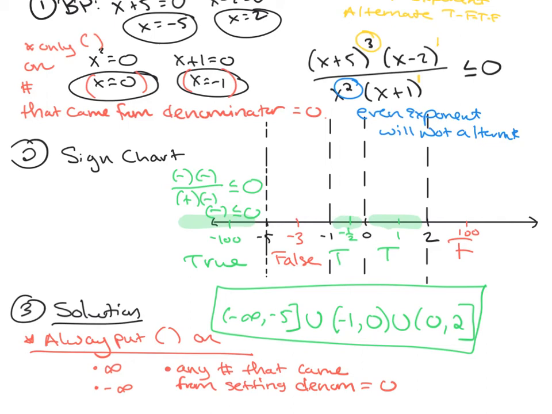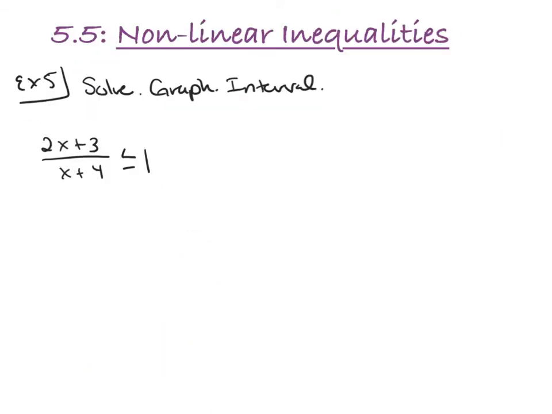Let's try one last problem. So for our last problem, let's solve the fraction 2x plus 3 over x plus 4 is less than or equal to 1. Now this one isn't more difficult than the previous problem, but there's a really common mistake that people make. They try to clear fractions, and they do that by multiplying both sides by x plus 4. The reason that I would not recommend doing that is I don't know what numbers x could be.